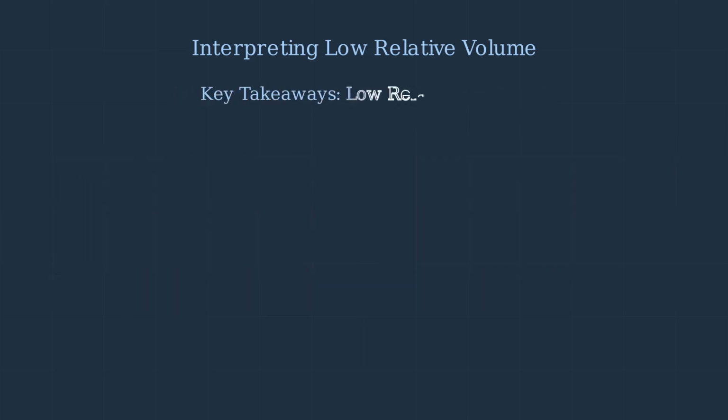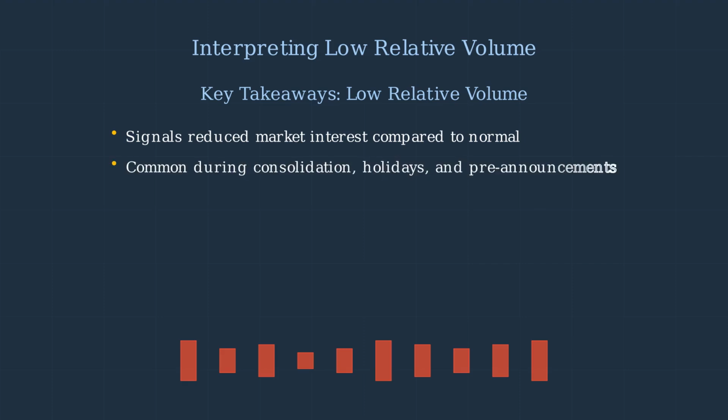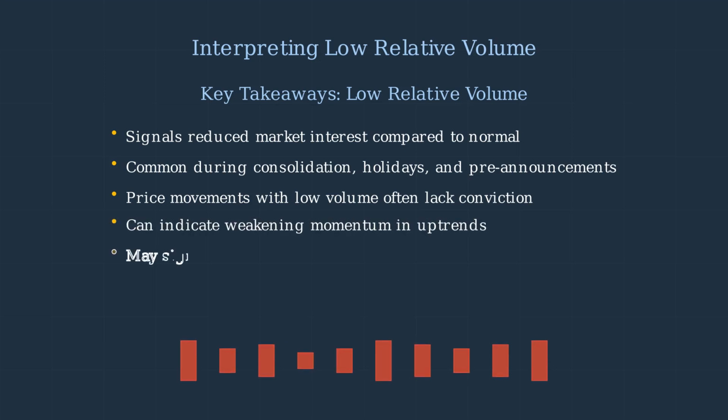Let's review the key points about interpreting low relative volume. It signals reduced market interest compared to normal, common during consolidation, holidays, and pre-announcements. Price movements with low volume often lack conviction, can indicate weakening momentum in uptrends, and may signal diminishing selling pressure in downtrends.